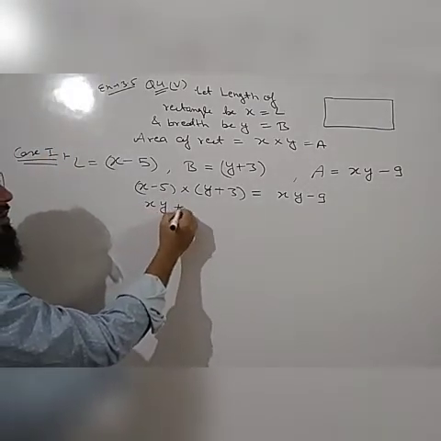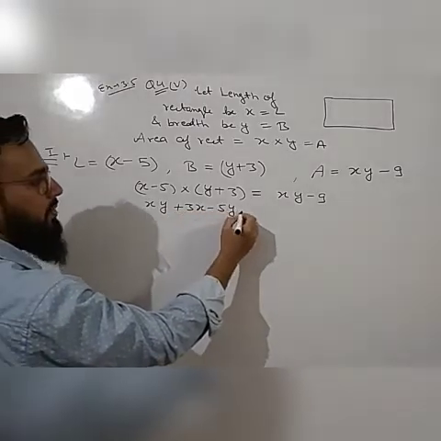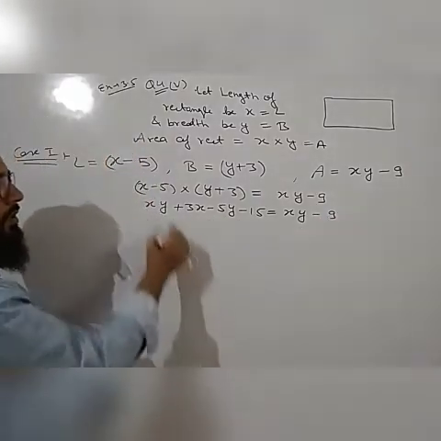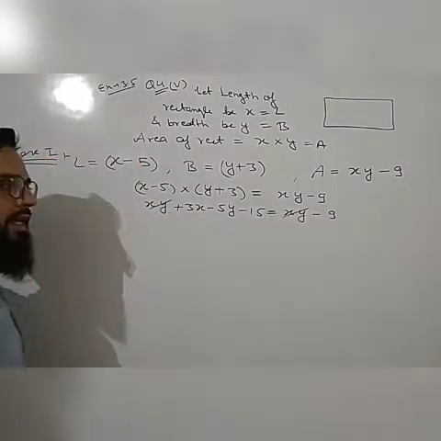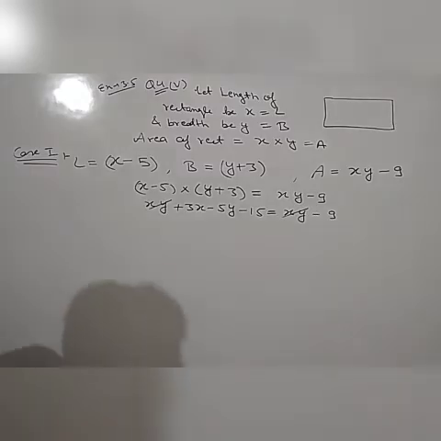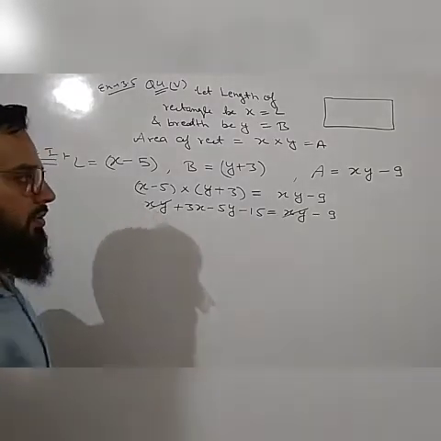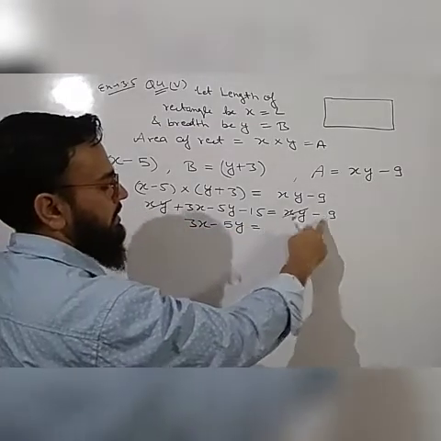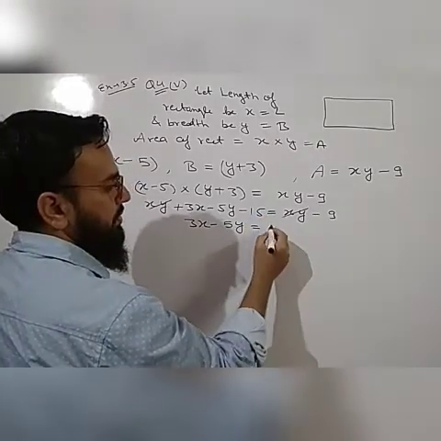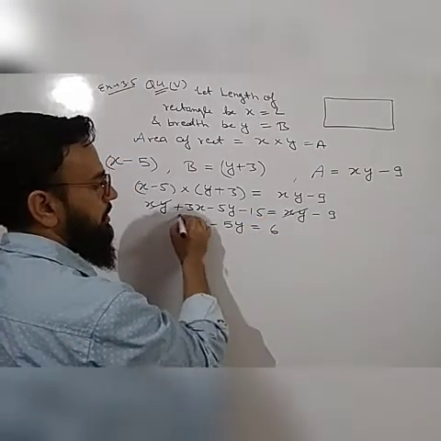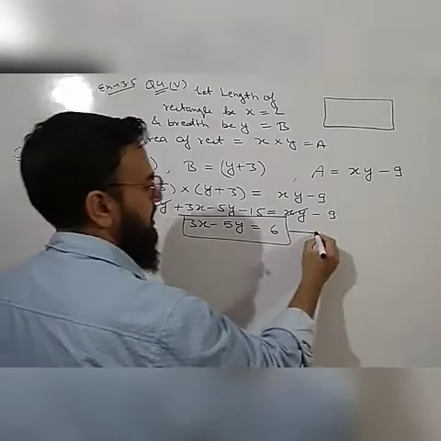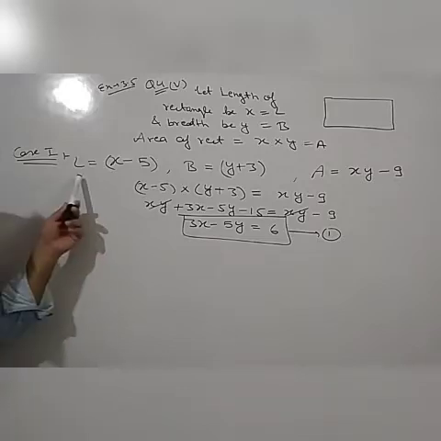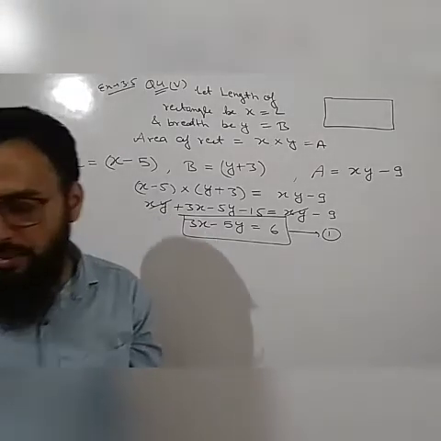We will get xy plus 3x minus 5y minus 15 is equal to xy minus 9. Now this xy and xy have the same sign on the opposite sides of the equal to sign, so they will be cancelled out. So we will get the equation 3x minus 5y is equal to minus 9 and it will be plus 15. So 15 minus 9 will be 6. So we got our first equation 3x minus 5y is equal to 6. So from the first case we get our first equation. Now coming to the second case.